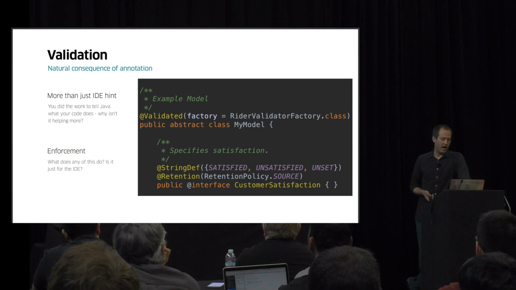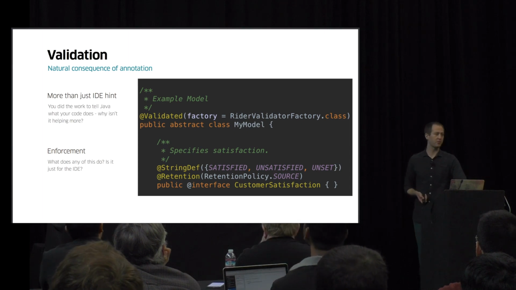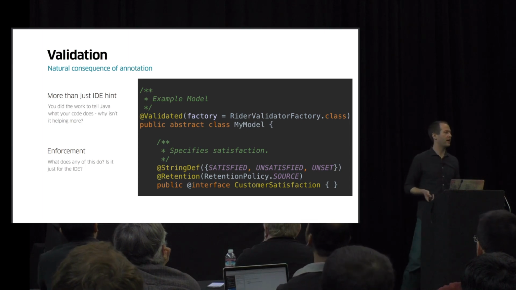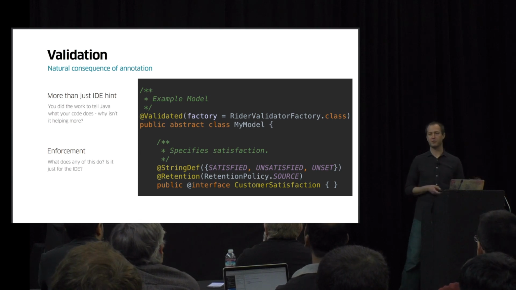How do you know that this customer satisfaction field actually is one of these strings? You said it was supposed to be, but how do you know? How are you actually sure? So there are some solutions for this that exist in the world. There are things like Thrift, there are things like protobuf. You can serialize some of these things.